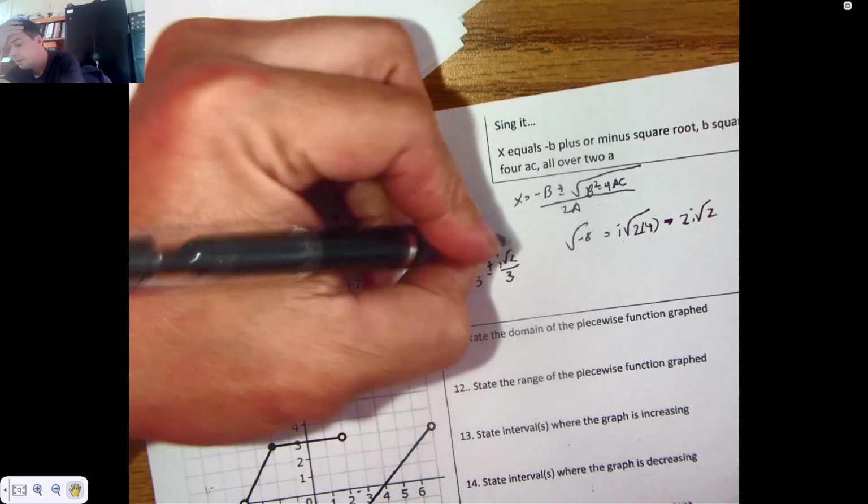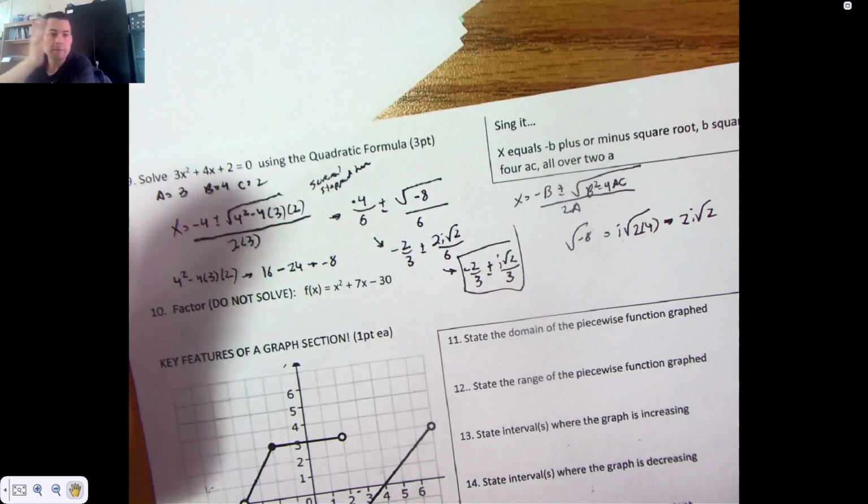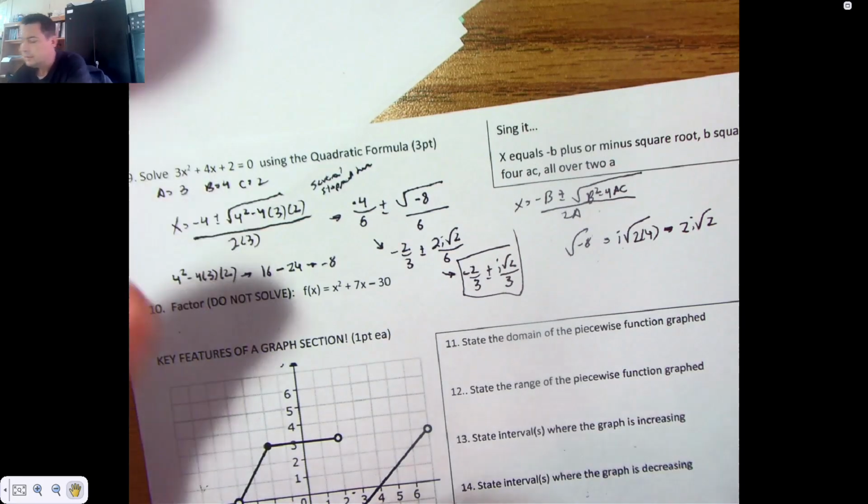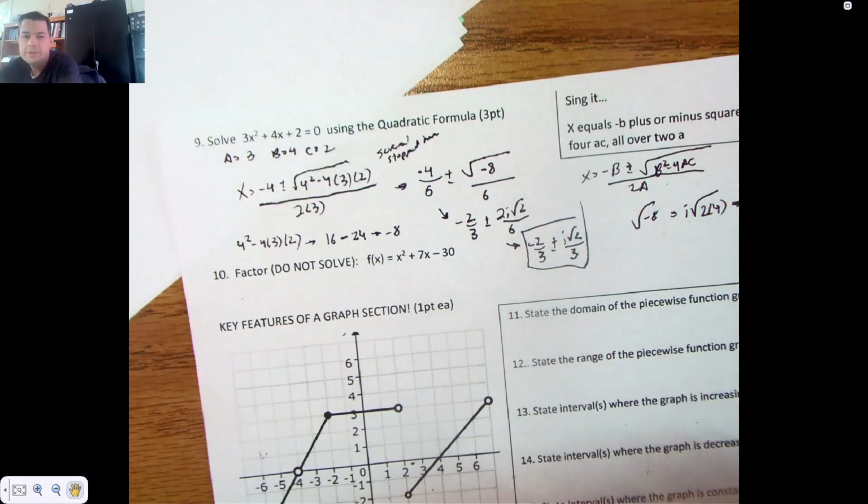There's your two answers, kids. You should write them separately, but I want to save the time. There we go. It wasn't hard. Factor, do not solve. So it's just factoring.